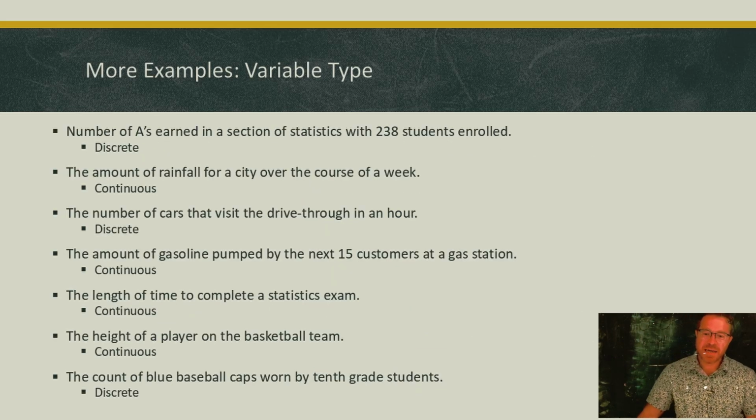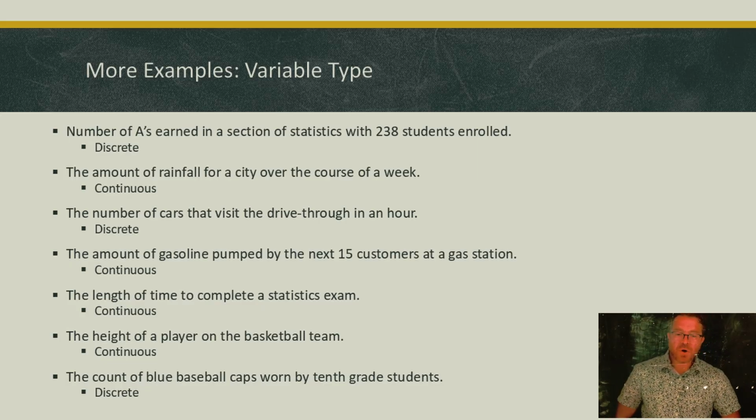Okay, some more examples. Number of A's earned in a section of statistics with 238 students enrolled. This, of course, would be discrete because we're counting, right? How many A's are there? Did this student get an A? Yes. Okay, put a tally. 1, 2, 3, 4. It's a count, therefore it is discrete.